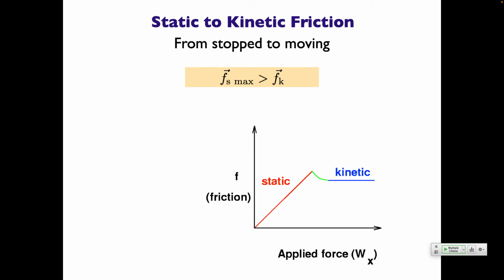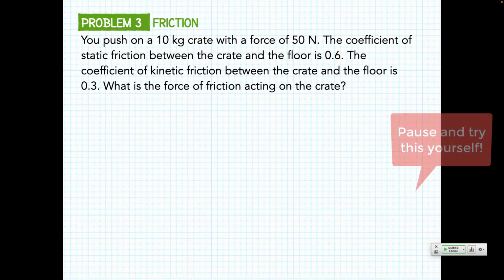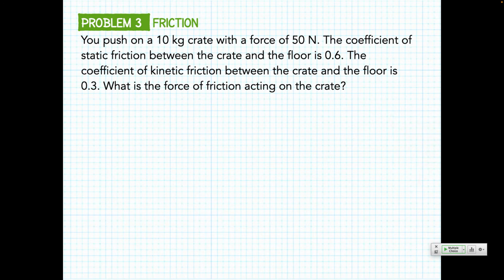All right, so we're going to try another friction problem, and I'll have you guys start this, but in the interest of time, we'll go over it pretty quickly. We're pushing on a 10-kilogram crate with a force of 50 newtons once again. In this case, the coefficient of static friction between the crate and the floor is 0.6. The coefficient of kinetic friction between the crate and the floor is 0.3, and we want to know what the force of friction is acting on the crate. But what we don't know is if the crate is moving or not, okay?